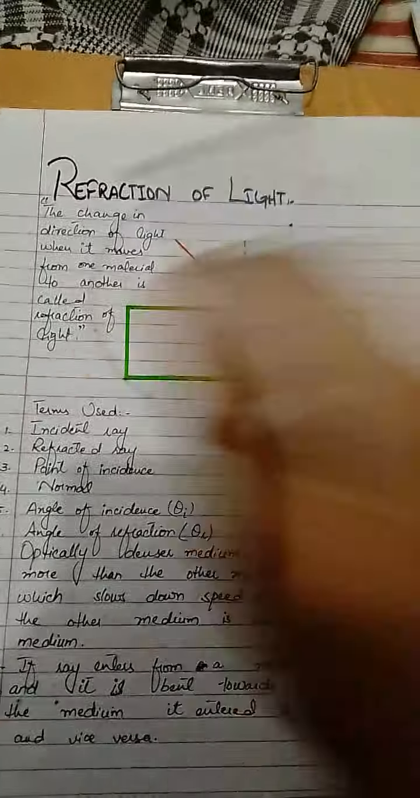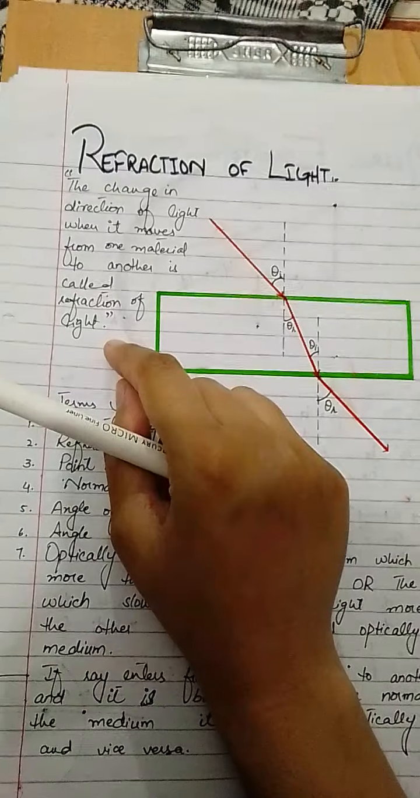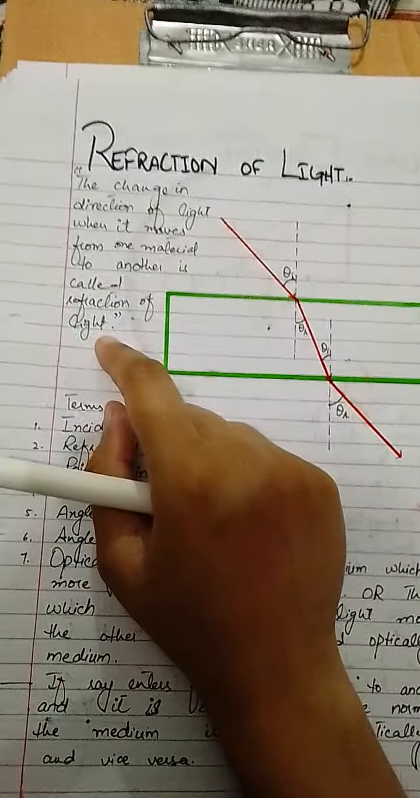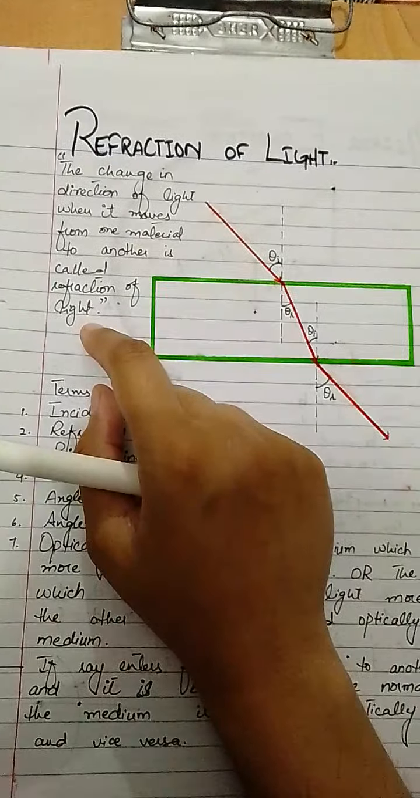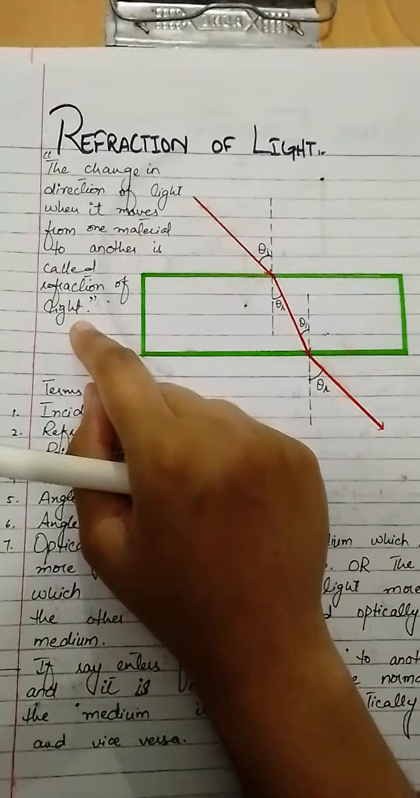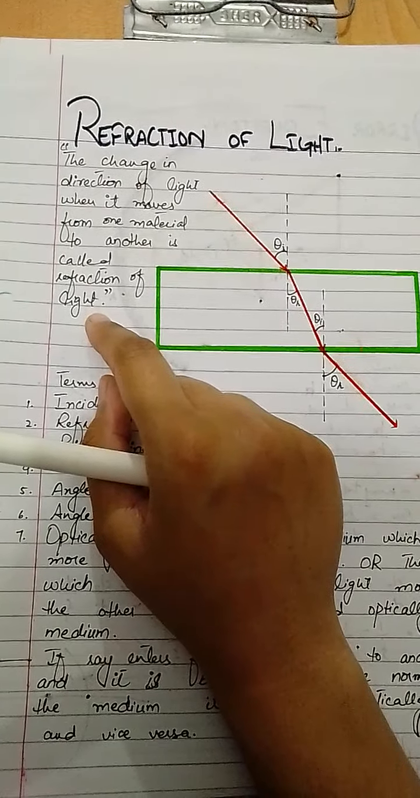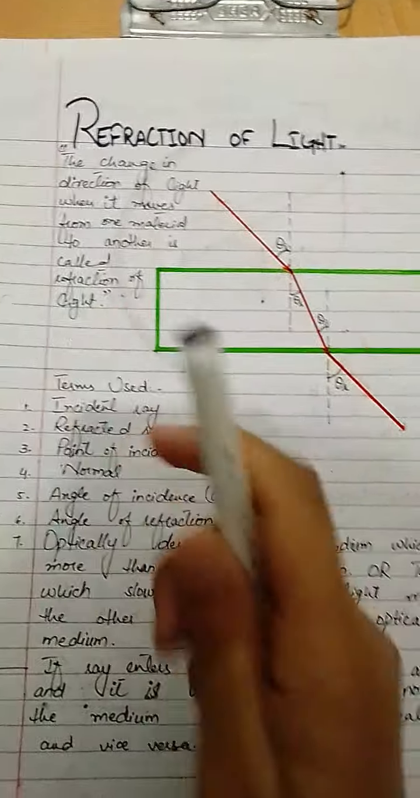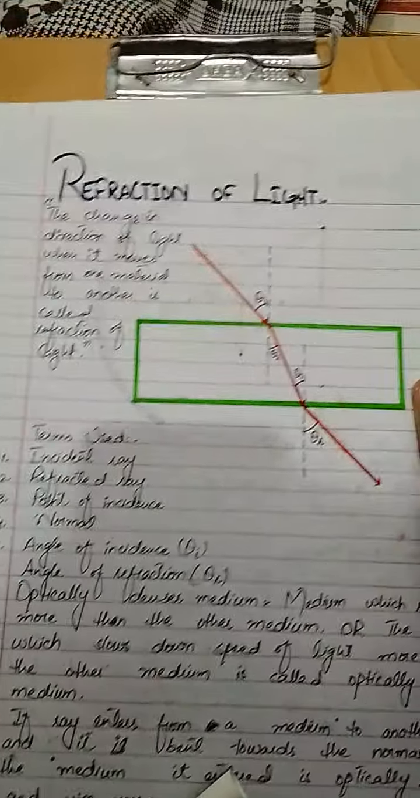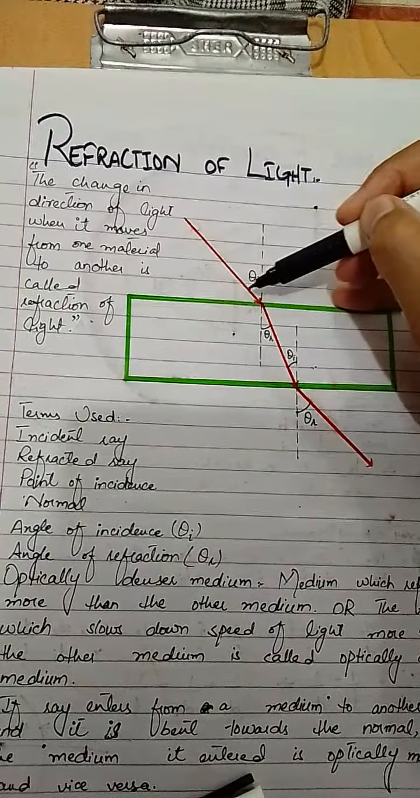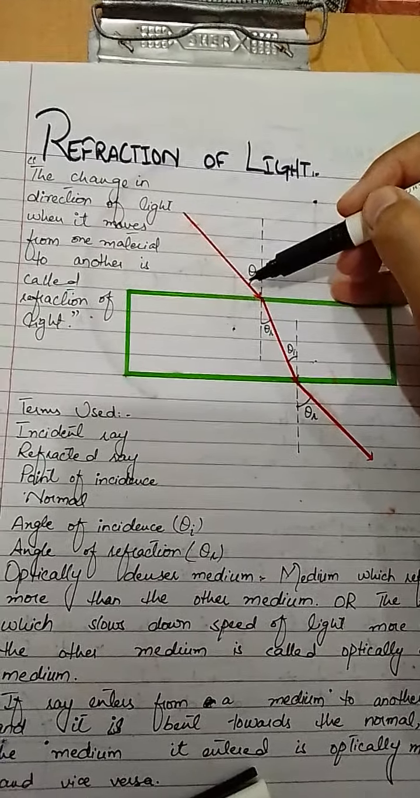Our next topic is refraction of light. So first, considering the definition of refraction. Okay, so this is just different from reflection that we studied earlier. It says that refraction is the change in direction of light when it moves from one material to another. Let's suppose this diagram here.